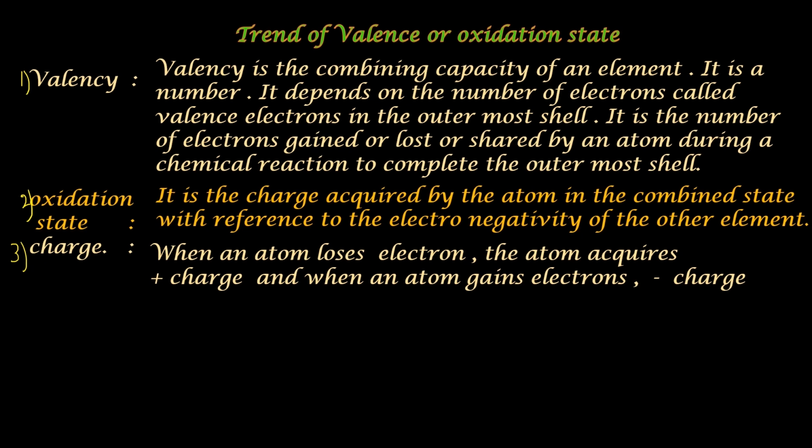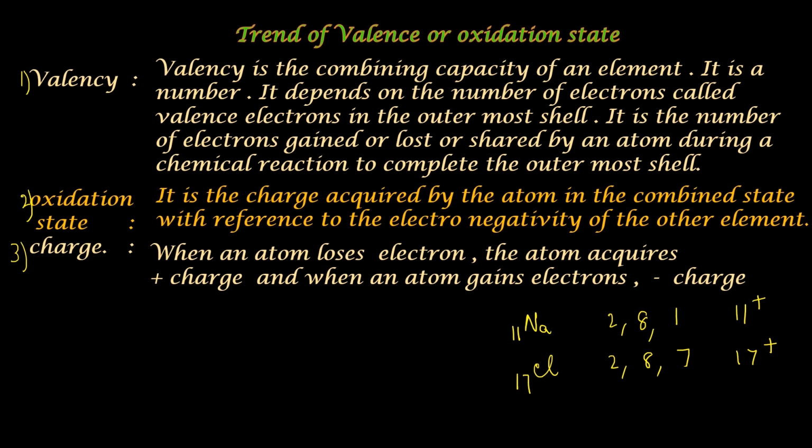I will use one simple example to explain this. When sodium chloride is formed, sodium reacts with chlorine to form sodium chloride. Atomic number of sodium is 11. Electron configuration is 2, 8, 1. And chlorine has atomic number 17. Electron configuration is 2, 8, 7. Sodium has 11 protons, that is 11 positive charges. Chlorine has 17 protons, that is 17 positive charges.